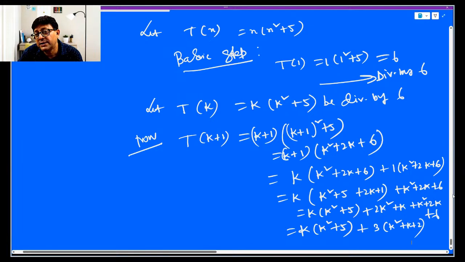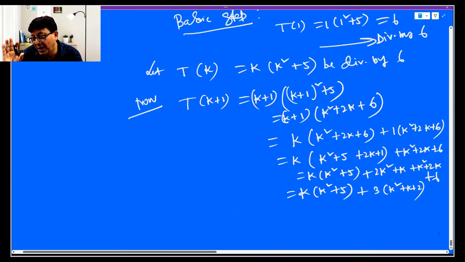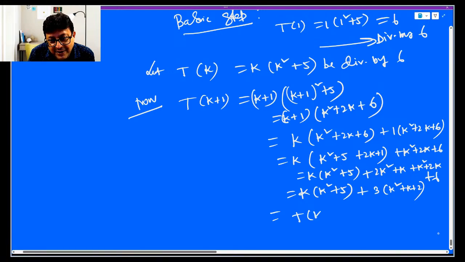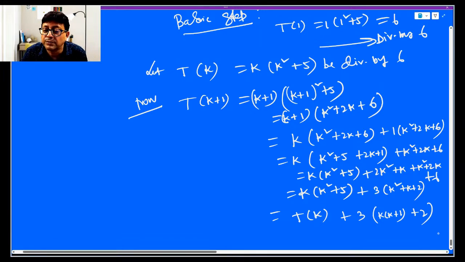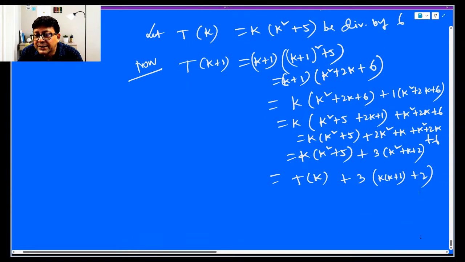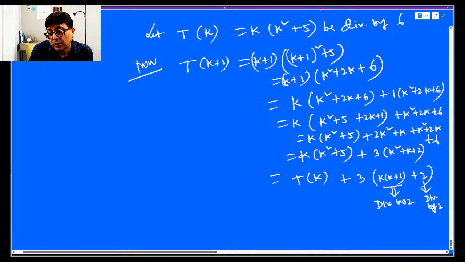Out of these, see how I am proving it. It is tk. This thing is what? See, k into k plus 1 plus 2. Is it done? Can you see where is the proof? This k and k plus 1, they are consecutive integers. Their product is divisible by 2. This part divisible by 2. This part divisible by 2.